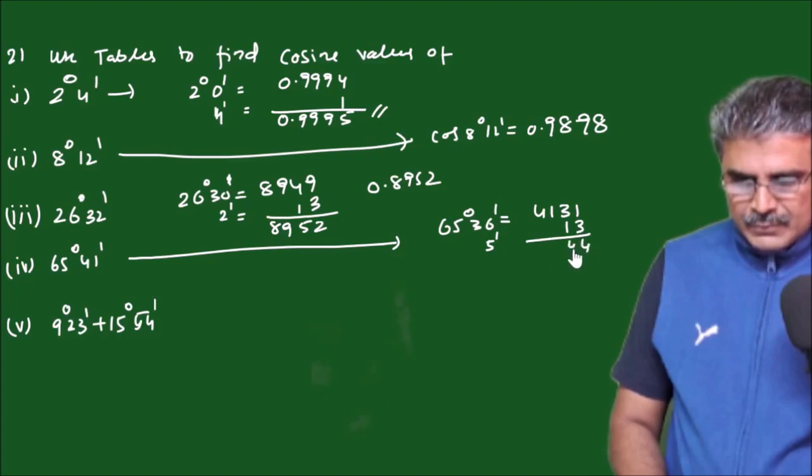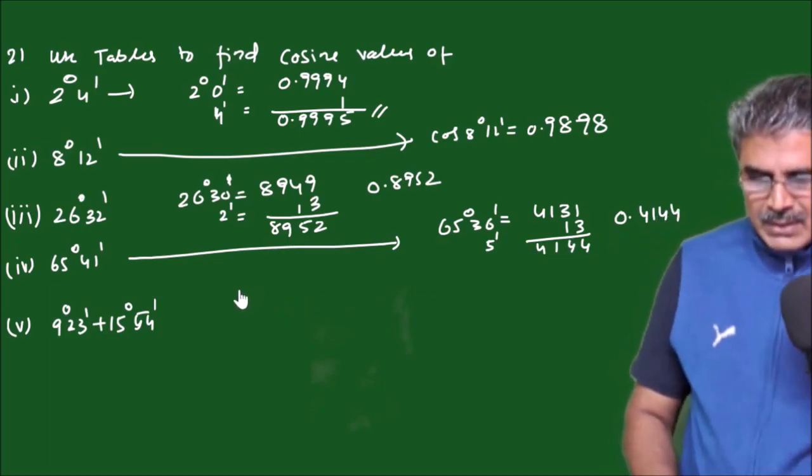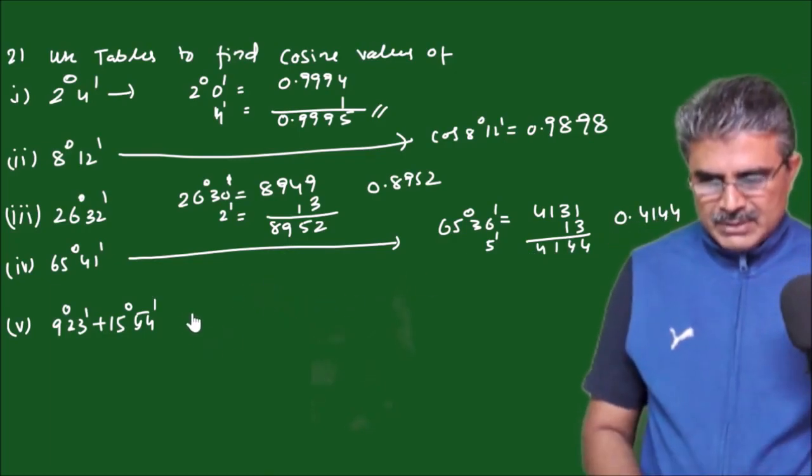So just add that one, 4144. So the answer will be 0.4144, which is the value for cos 65 degrees 41 minutes.